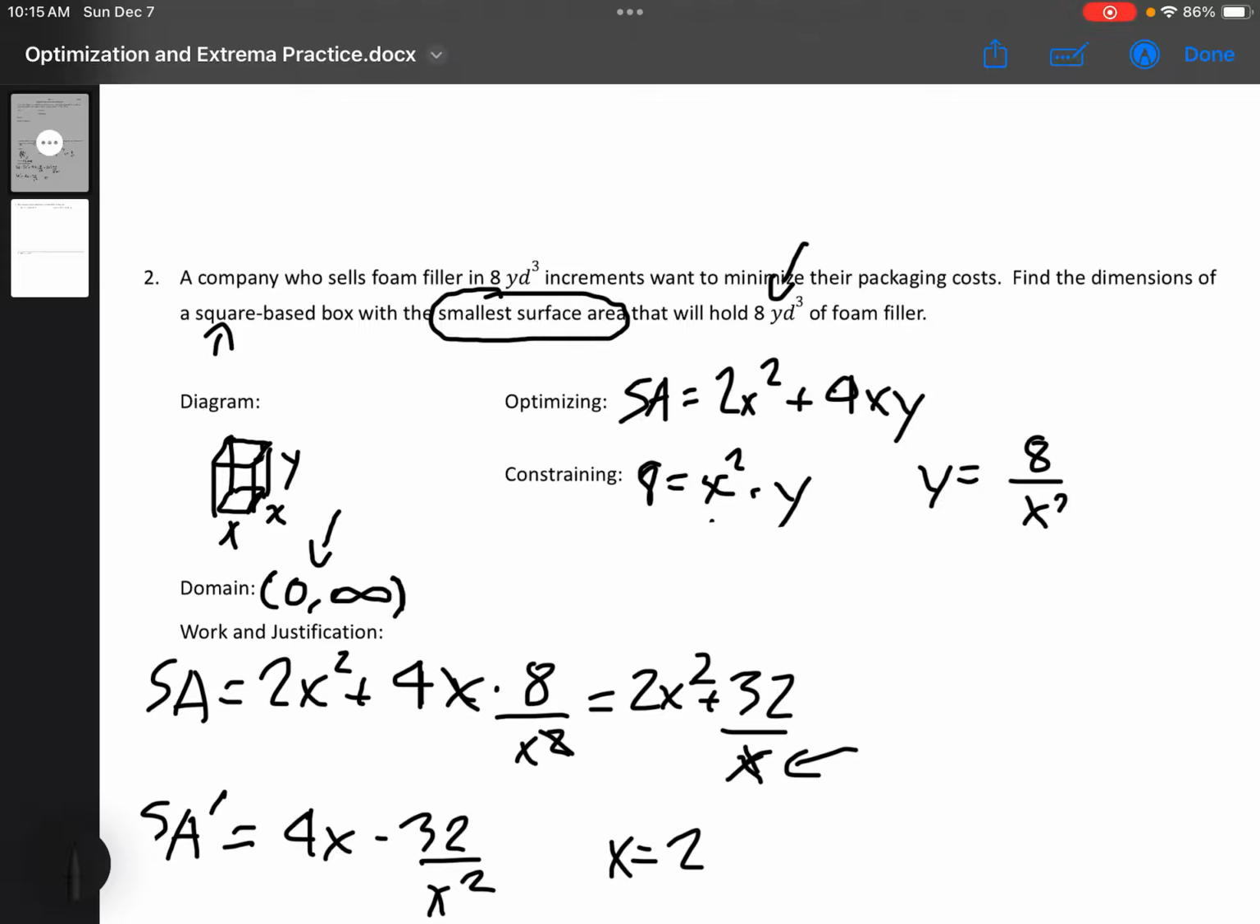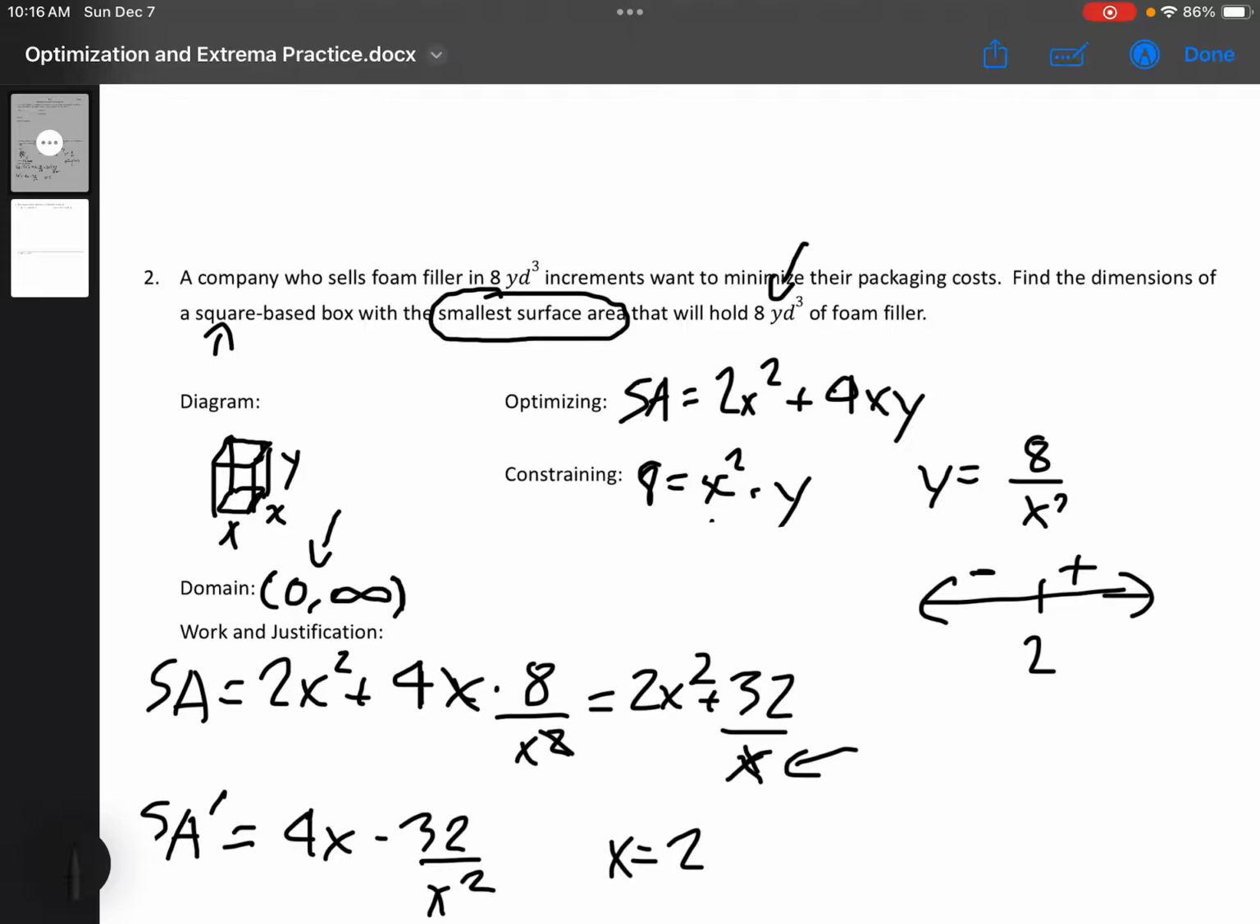If this is our only relative extrema, and we know that there can't be an absolute maximum, and we're not including endpoints, this must be an absolute extrema as well. So to prove that it's a relative minimum, which we want to find, you would just do a sign test of 2. And you would see that it's negative here and positive here. So x equals 2 is a relative minimum.